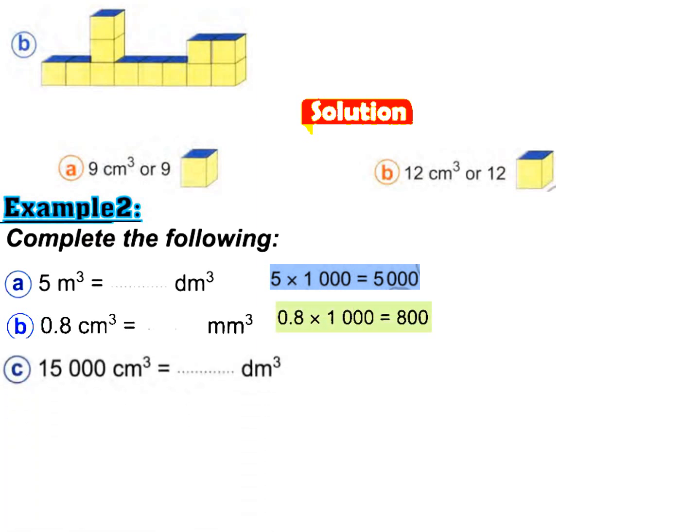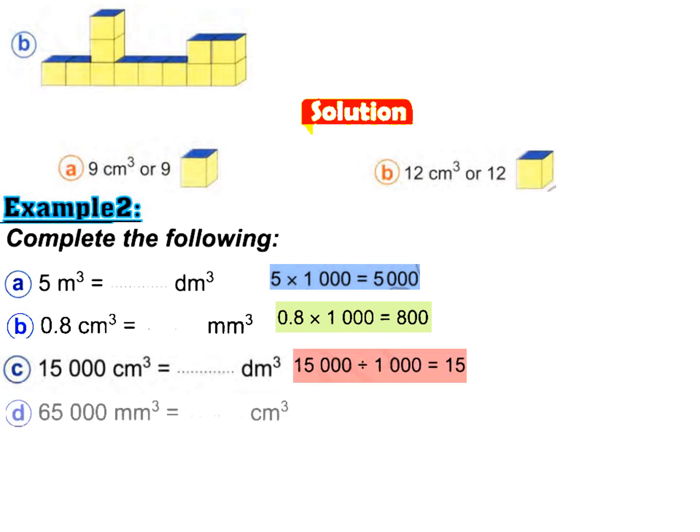Okay. Letter C, 15,000 centimeter cube, converting it into decimeter cube. Firstly, I must know from what to what I convert. I convert from centimeter cube to decimeter cube, from the smallest to the greatest. So I must divide. I will divide 15,000 by what? I know that 1 decimeter cube equals 1000 centimeter cube. So I will divide 15,000 by 1000. It will give me 15 decimeter cube.